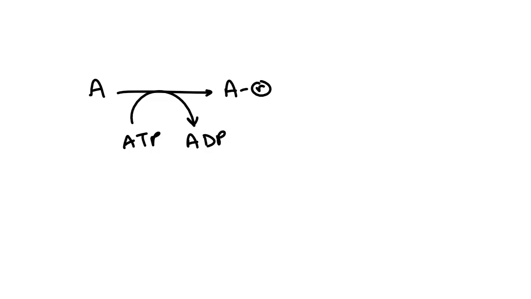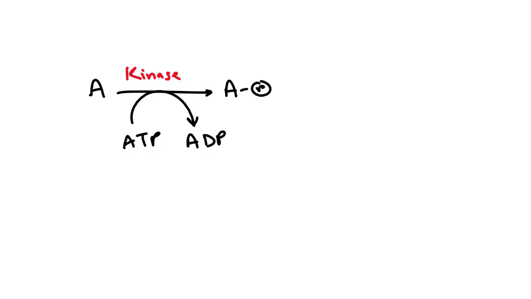So the substrate A is phosphorylated using an ATP, giving you A phosphorylated. The enzyme for this reaction is a kinase, because as we said in section 1, every chemical reaction in a cell has an enzyme associated with it.